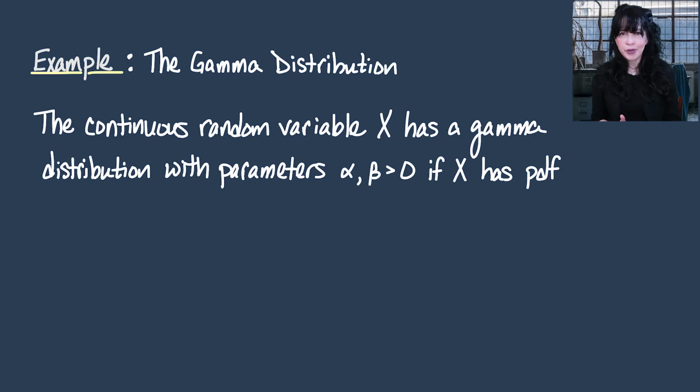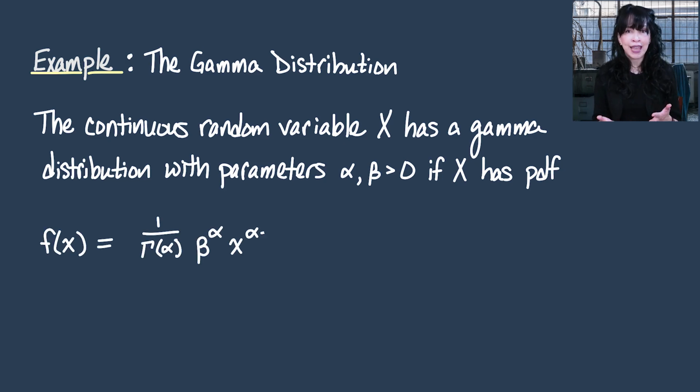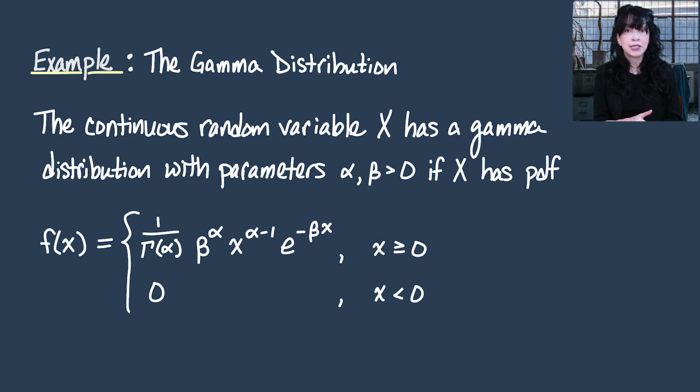I'm about to write down a PDF, and you might say, no, that's not what I use. This sometimes is parameterized differently. So I'm going to say that the PDF is 1 over gamma of alpha. This is something known as a gamma function, and I'll talk about this in a moment. Beta to the alpha, x to the alpha minus 1, e to the minus beta x, whenever x is greater than or equal to 0 or strictly greater than 0, it doesn't matter. And the PDF is going to be defined to be 0 otherwise.